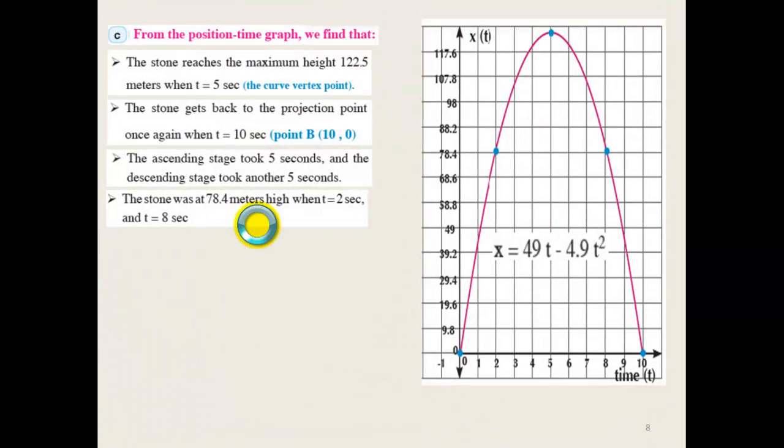Again, to explain this once more: this is the axis of time and this is the axis of position. After 2 seconds, the stone will be at height 78.4. And after 8 seconds, the stone will be at height 78.4 meters again.